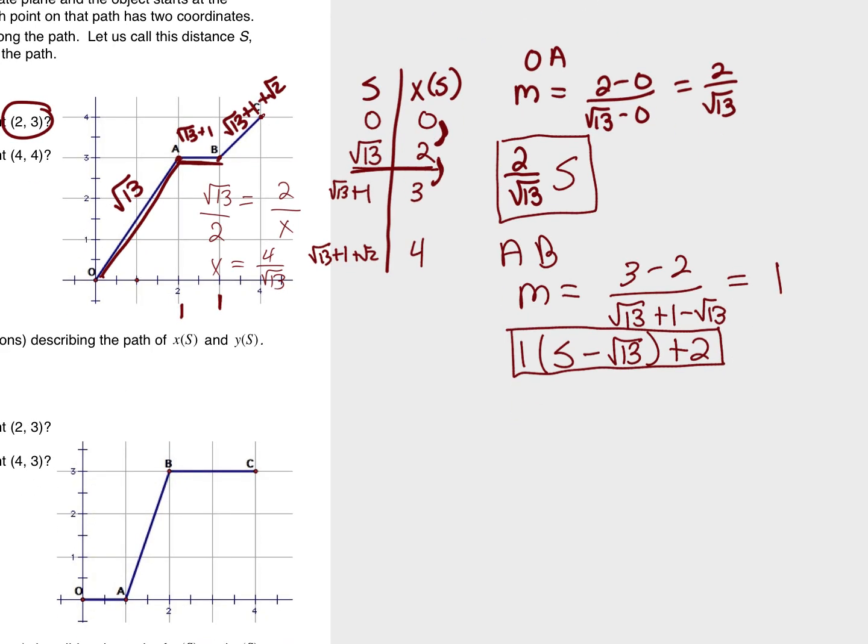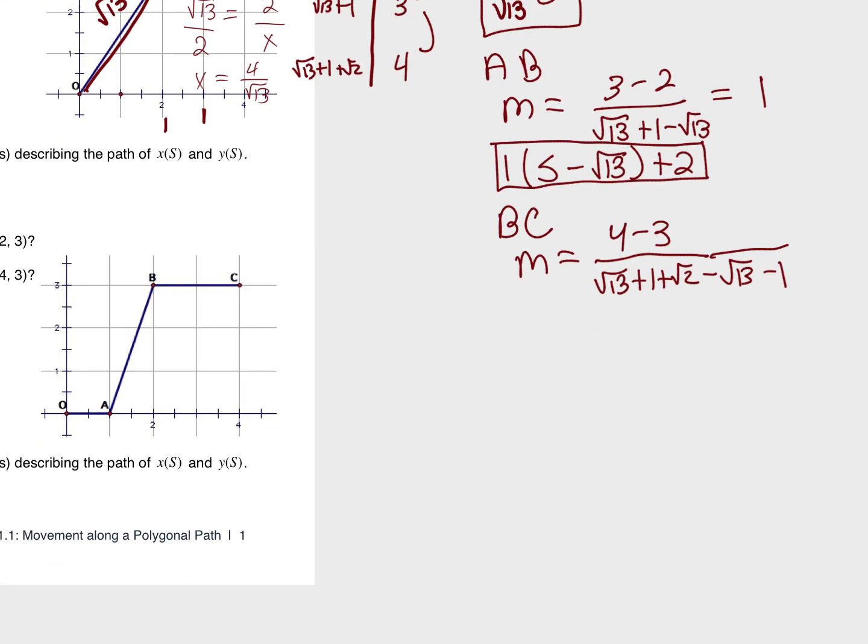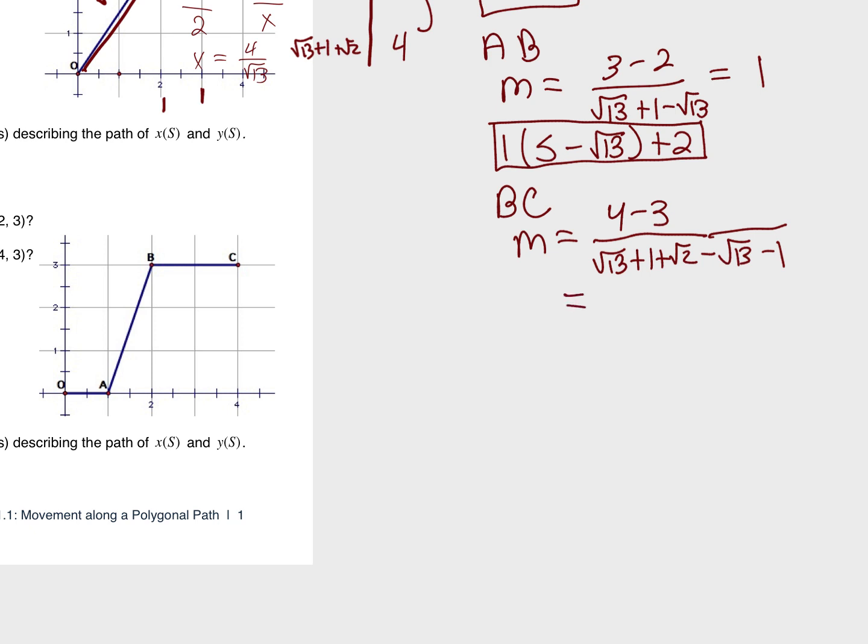Okay, then the last piece I want to do is which is going to be from B to C. We've got a slope going, it's these now. So I got 4 minus 3. And then I got the square root of 13 plus 1 plus square root of 2 minus the square root of 13 minus 1. I went ahead and distributed that negative. And that ends up giving me what? 1 over square root of 2.